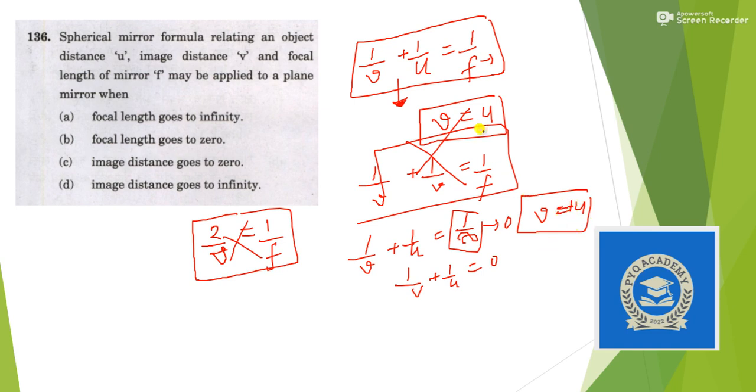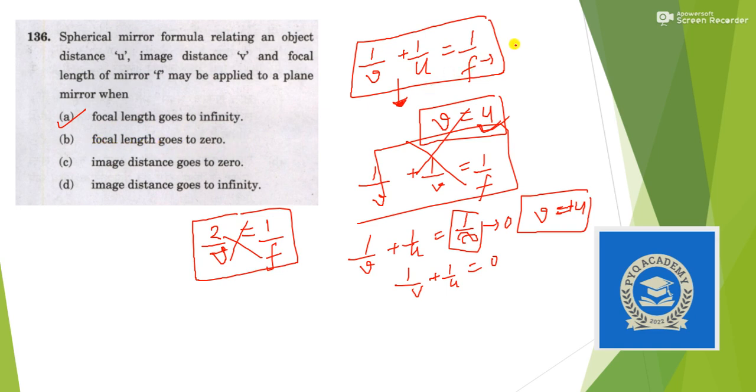So the required one was v = u. So the focal length goes to infinity. This is the correct option. You can also apply these options. If you have doubt, let's apply all these options. Then the second option is focal length goes to 0.